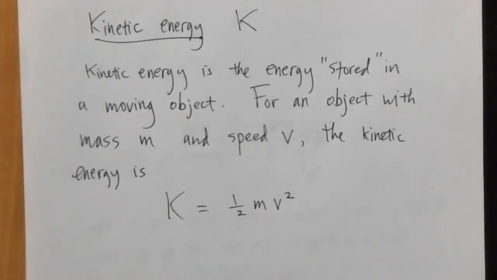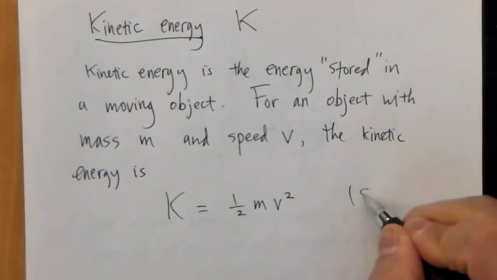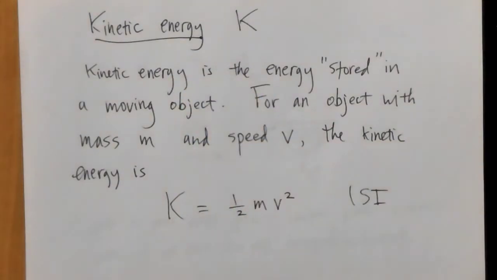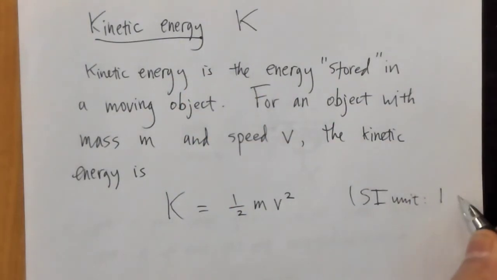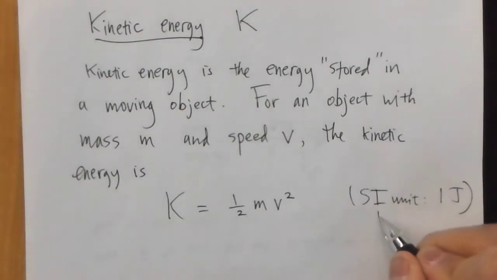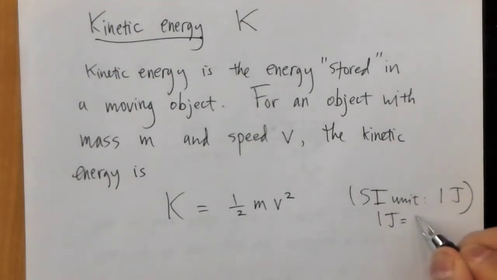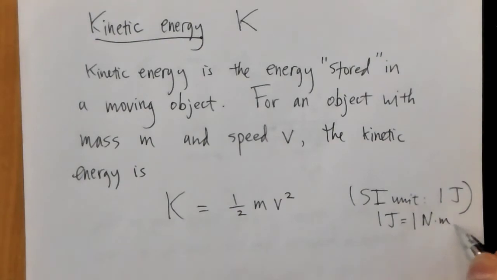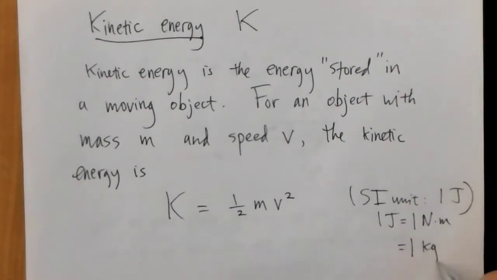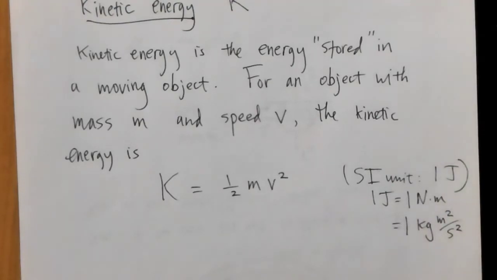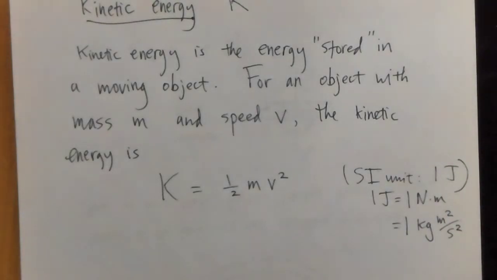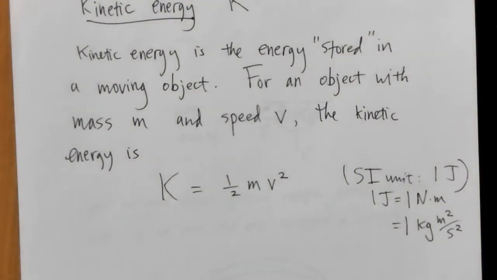As I said, energy has units. Kinetic energy is a specific kind of energy, so it has units of joules, where 1 joule is equal to 1 Newton meter, which we said can also be considered as 1 kilogram meters squared per second squared. Questions about this?